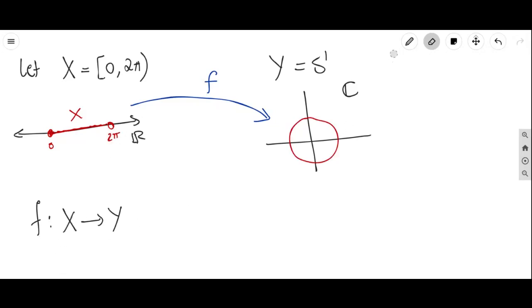So we have a map from X to Y, and it's going to be defined by the following rule. F of whatever input, you can call it x, you can call it theta, it does not matter. F of theta: theta is an element in X, so it's some number from 0 to 2 pi, and you're going to send it, using Euler's identity, to e to the i theta. That's the way it goes.